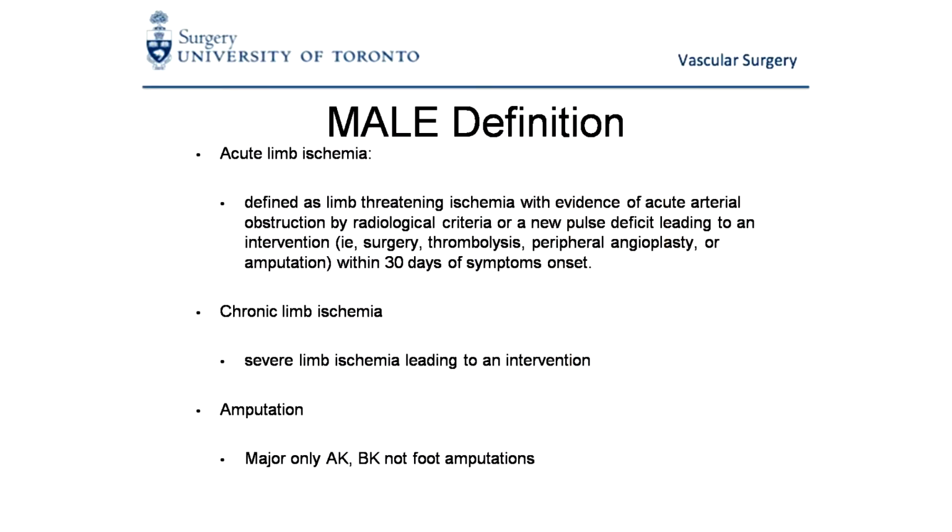So what's the definition of MALE? Well, if a PAD patient develops acute limb ischemia, in other words, they go on from their chronic limb ischemia, and now they present with acute limb-threatening ischemia. They've got a definition there: a patient who needs intervention within 30 days for an acute arterial event, either a radiological criteria or a new pulse deficit leading to an intervention, or a chronic PAD patient that requires an intervention, or somebody that requires a major amputation, not just a digital amputation, but an AK or a BK. So that's the definition of MALE.